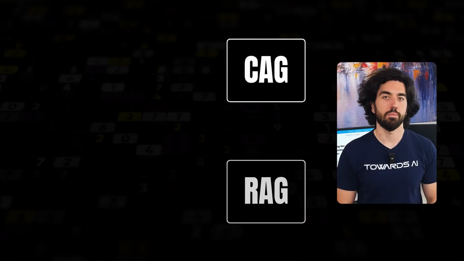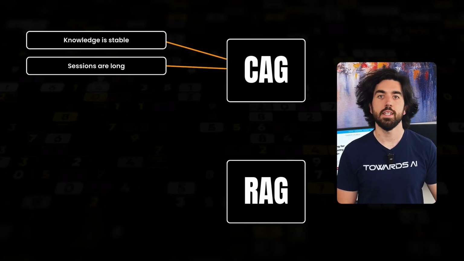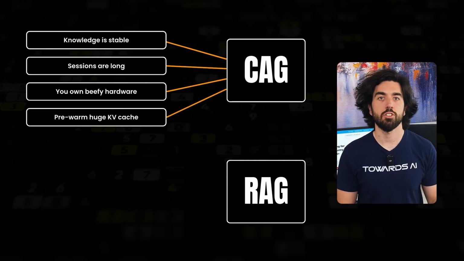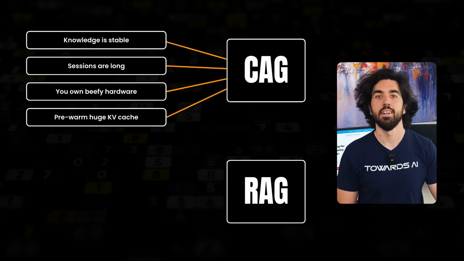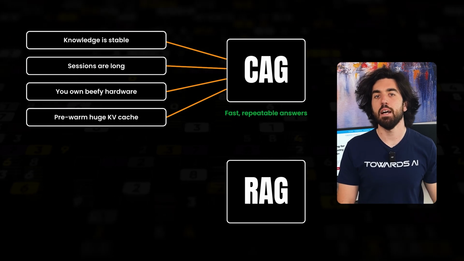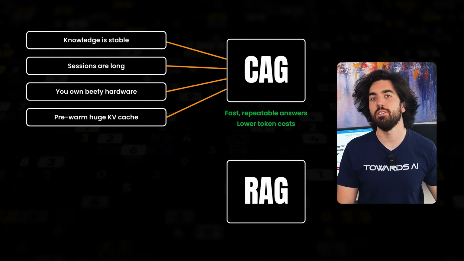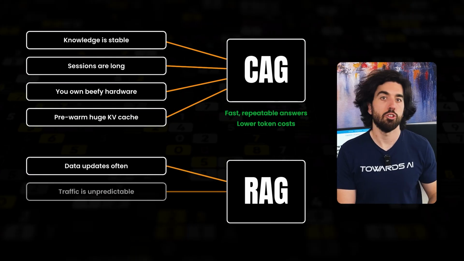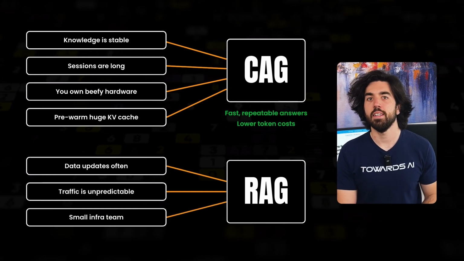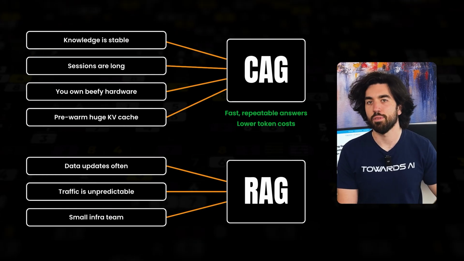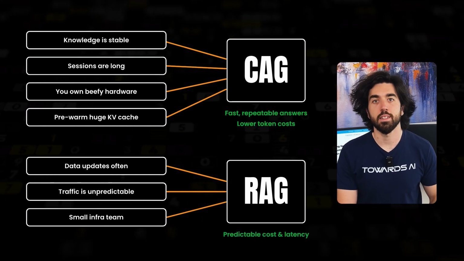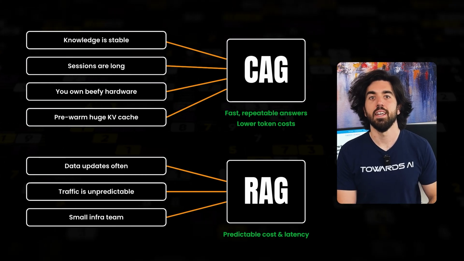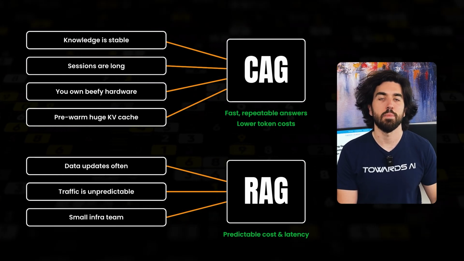So here's the rule of thumb. If your knowledge is stable, your sessions are long, and you own the hardware to pre-warm a cache bigger than my master's thesis, go for CAG. You'll get snappy, repeatable answers and lower total token spend after the few initial prompts. If your data is dynamic, your traffic is bursty, or your infra team is a guy and a dog, stick with RAG. The retrieval tax is predictable, your GPUs stay happy, and you can sleep at night without worrying that a stale cache is shipping yesterday's compliance policy.